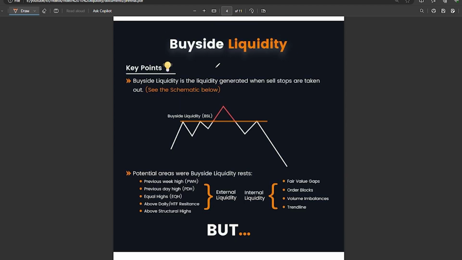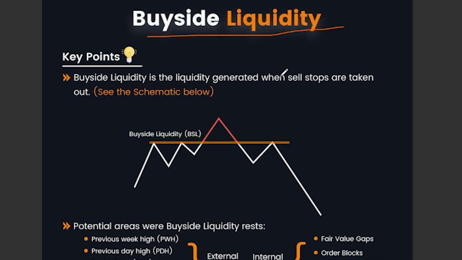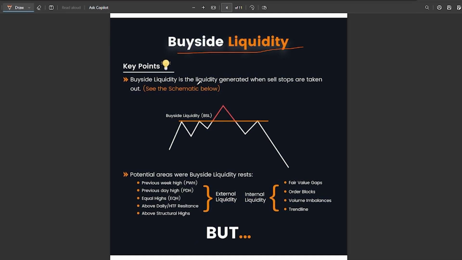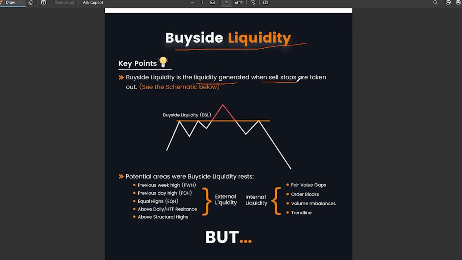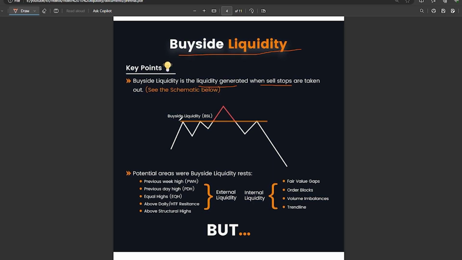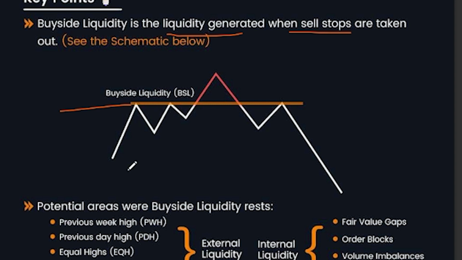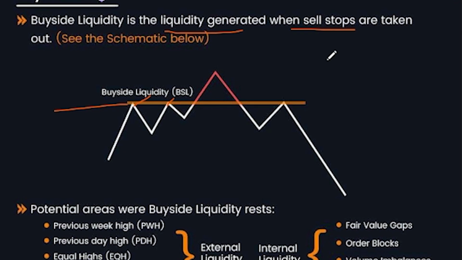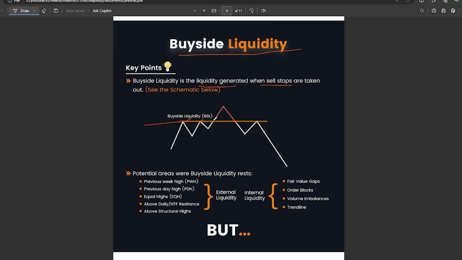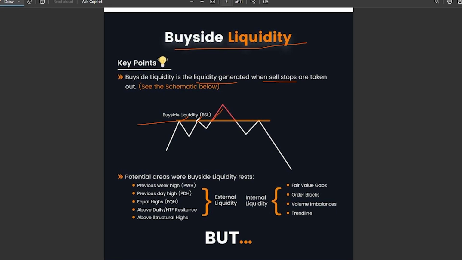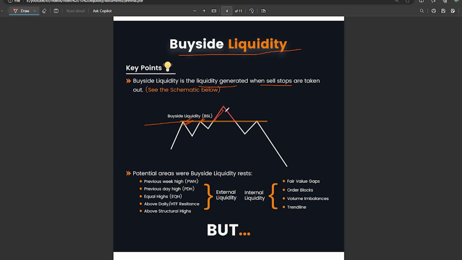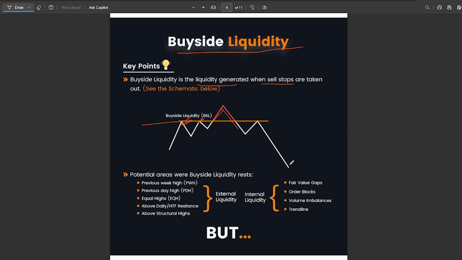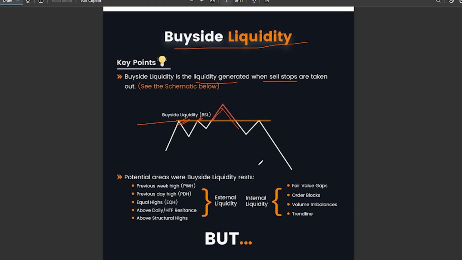So let's move ahead. Now we move on to a second topic, that is buy-side liquidity, and we will also be seeing an example here. Buy-side liquidity is the liquidity generated when sell stops are taken out. So let's look at this schematic. You can see this orange line was acting as a resistance. Price was constantly tapping it, and as it was tapping it, more and more people were placing short orders or were placing limit sells. So what did price do? Price shot up, took all the stop losses of people who were shorting here and then came back inside. This is basically called a liquidity hunt, or you can say manipulation.